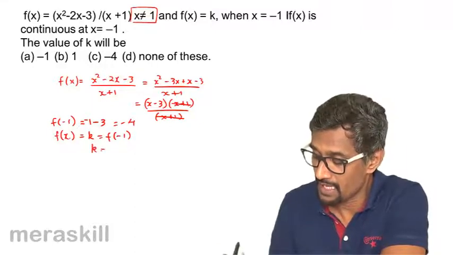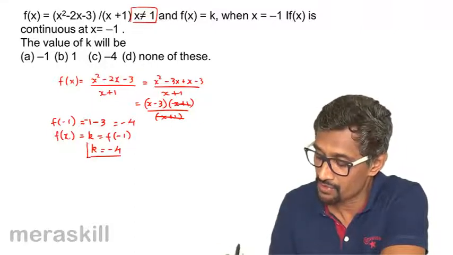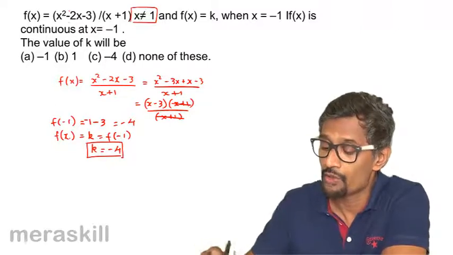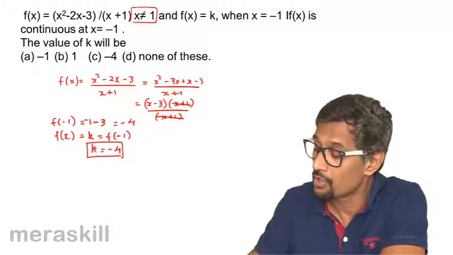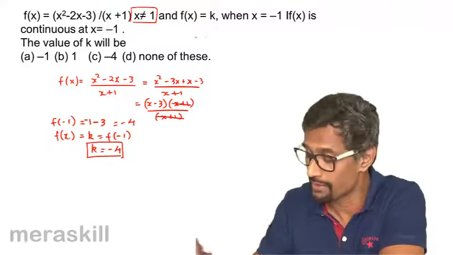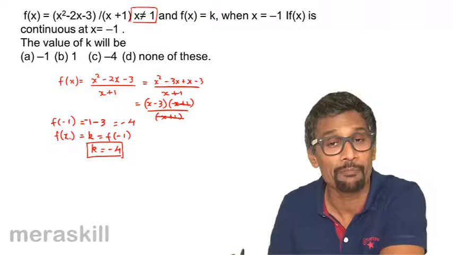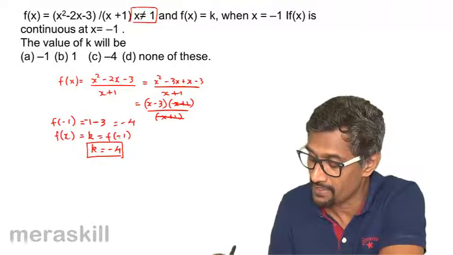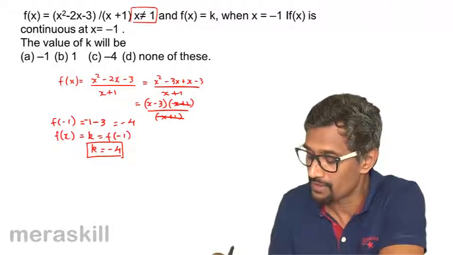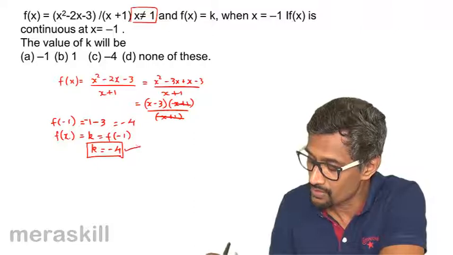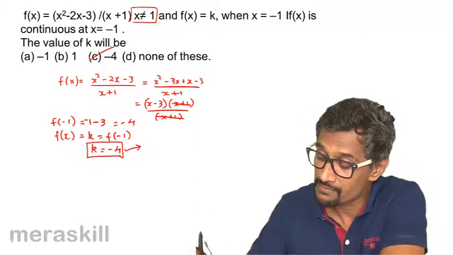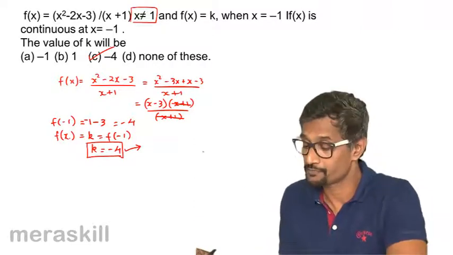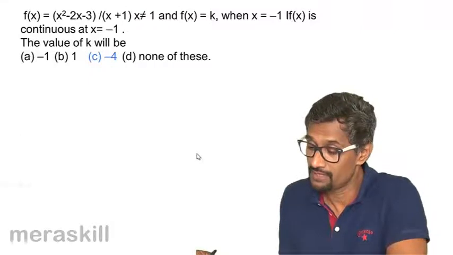That means k will be equal. If you say that the function is continuous at minus 1, you consider this as a function or you consider this as a function. Both ways it is continuous. Both the values of the functions have to be the same. So it's f of x, f of minus 1, both of them will be equal. So the k's value turns out to be minus 4. Okay, we have it that way.